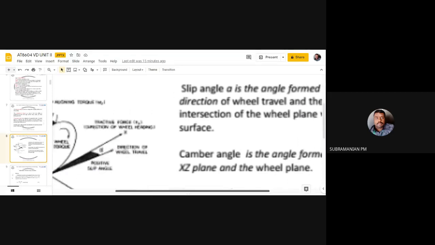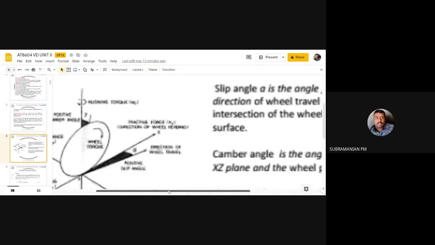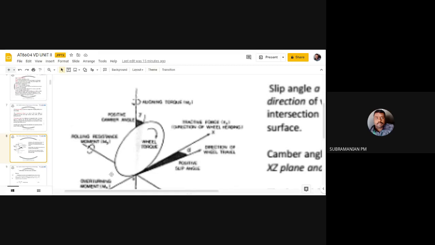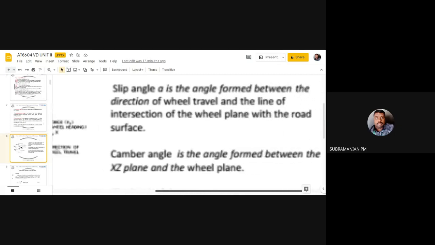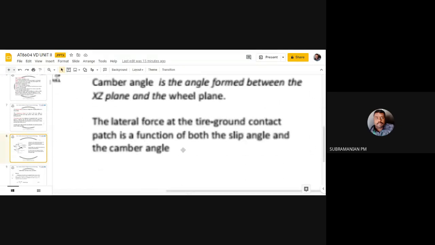Then already I have told you camber angle. So camber is between the xz plane, that is, you can see here I am having an x plane and z plane. So my camber angle will be shown in the xz plane. It is the angle between the wheel plane and the xz plane.